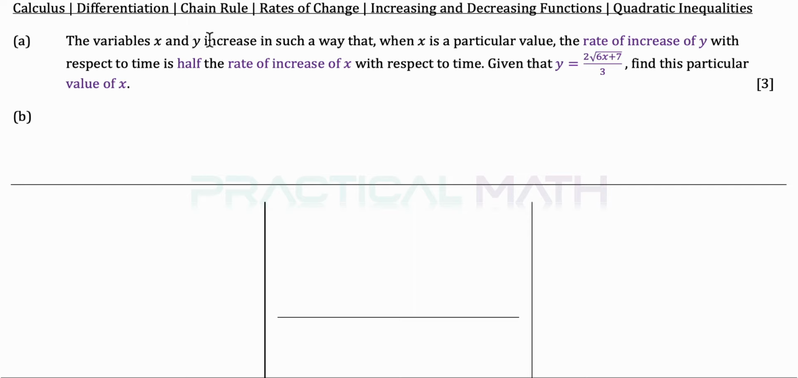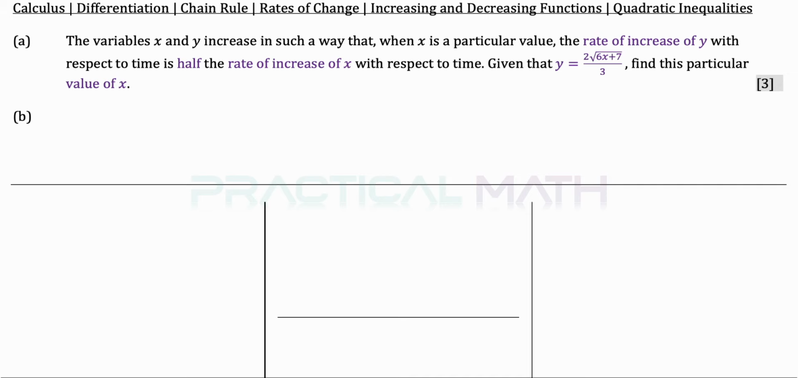The variables x and y increase in such a way that when x is a particular value, the rate of increase of y with respect to time is half the rate of increase of x with respect to time. Given that y equals 2 over 3 square root of 6x plus 7, find this particular value of x. That is a 3 marks question.